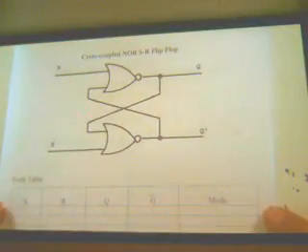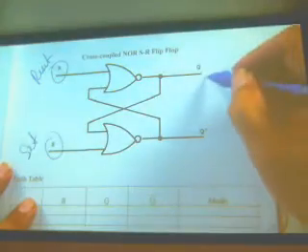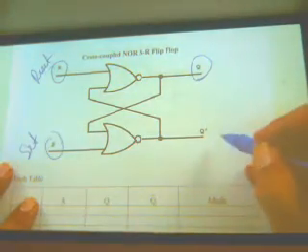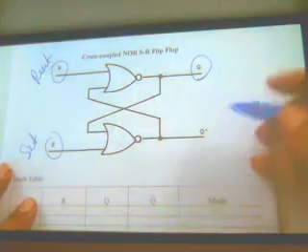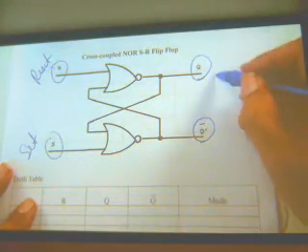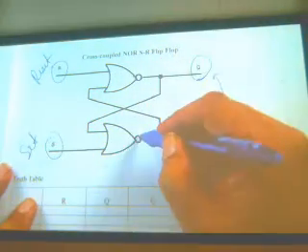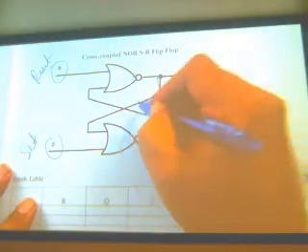So you notice, just a quick rundown. S, R, standing for set, reset, right? Q, not Q. These are always going to be complements to each other. Notice that this is a NOR gate, so you have little bubbles there. And you have this feedback into the other gate, okay?